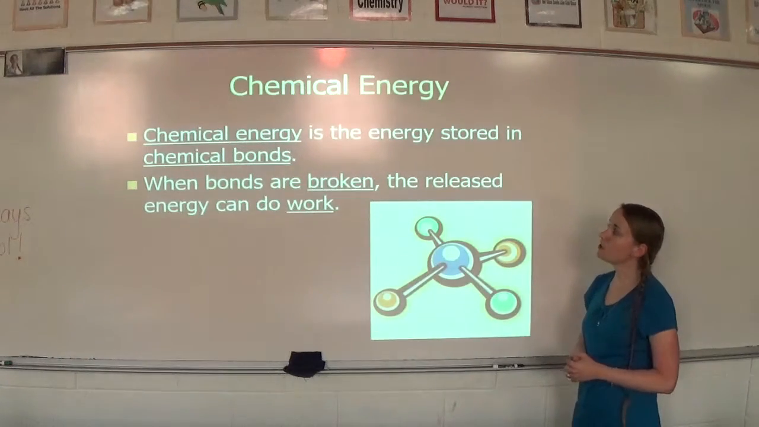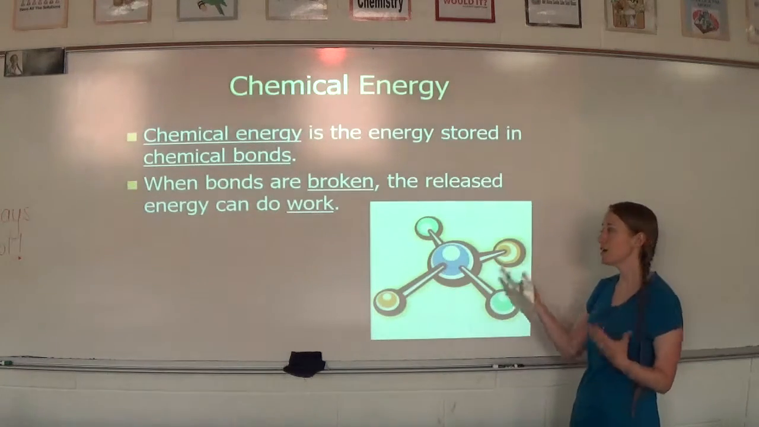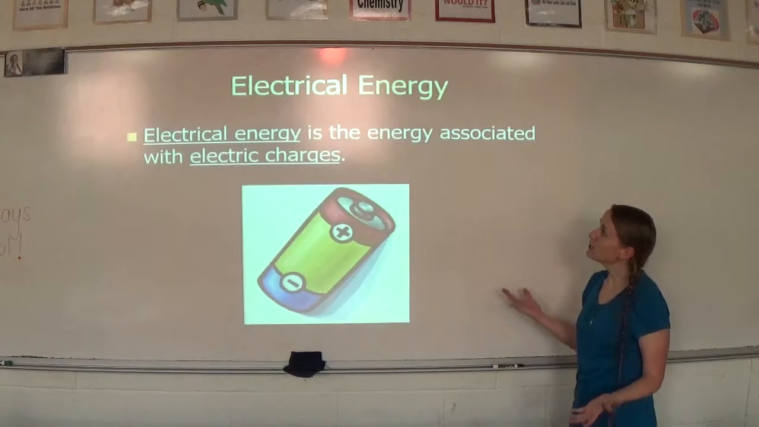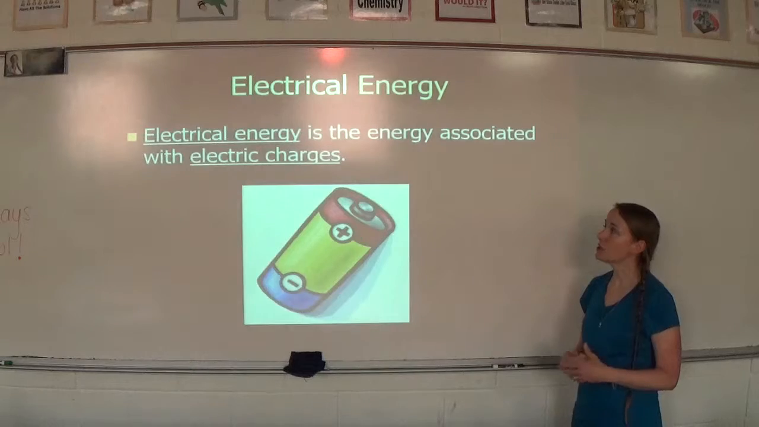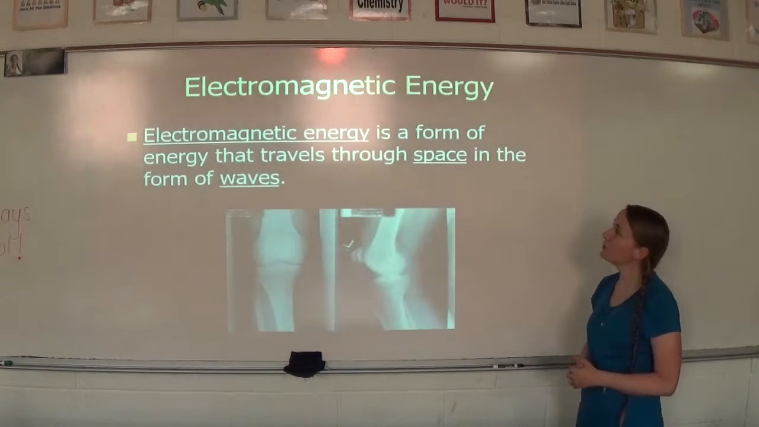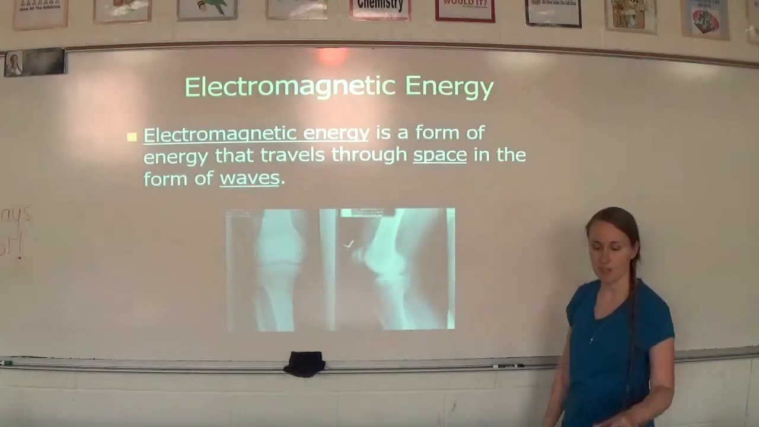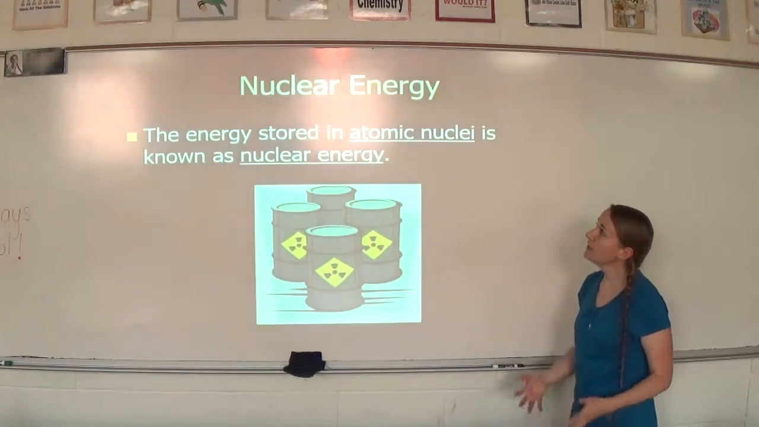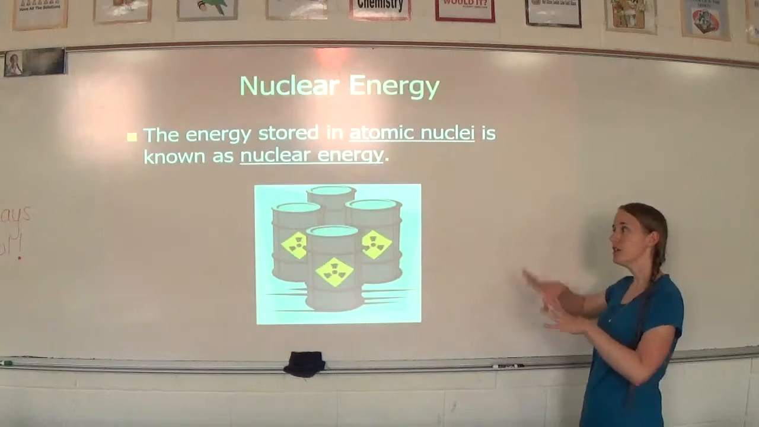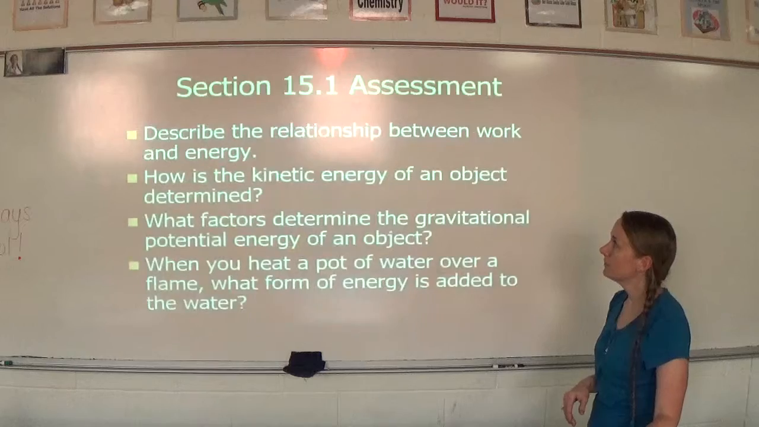Chemical energy is the energy stored in chemical bonds. When bonds are broken, the released energy can do work. So that's how chemical reactions can do work, through that energy in the bonds. Electrical energy is the energy associated with electric charges. Electromagnetic energy is the form of energy that travels through space in the form of waves, for example, X-rays. And the energy stored in the atomic nuclei is known as nuclear energy. Through various chapters throughout the rest of the year, we'll dive more into each of these types of energy.